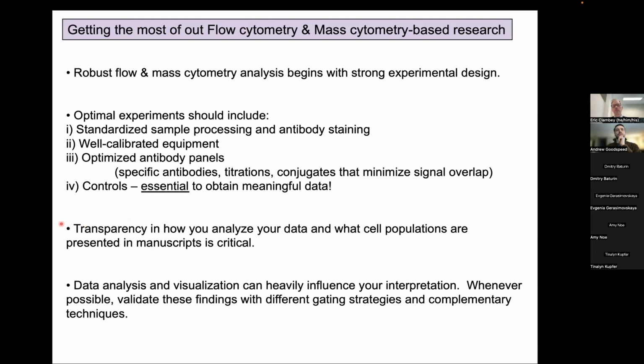I would also emphasize, when you are sharing your data, be transparent in terms of how you've analyzed your data, what cell populations you present, when you publish them, and just be aware that your data analysis and visualization can heavily influence your interpretation. And so, whenever possible, I try to use complementary approaches or complementary algorithms to make sure that it's not simply that one magic way that I visualize the data in which I can see a population.